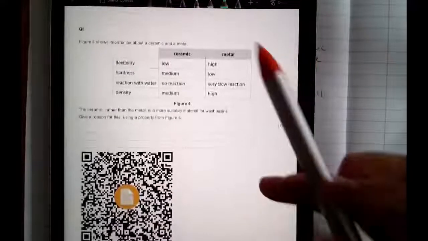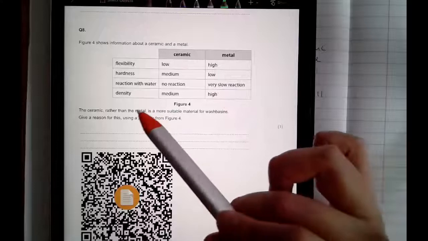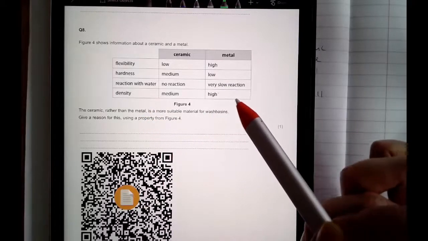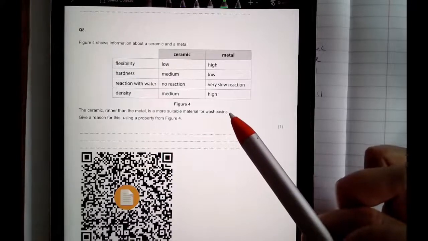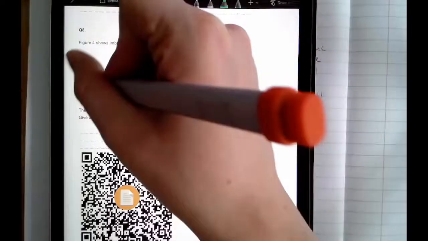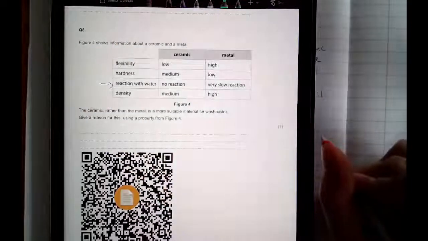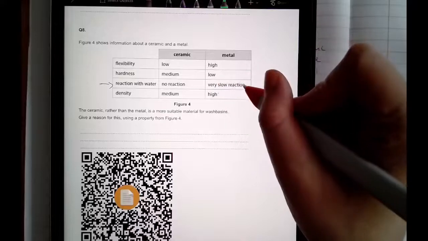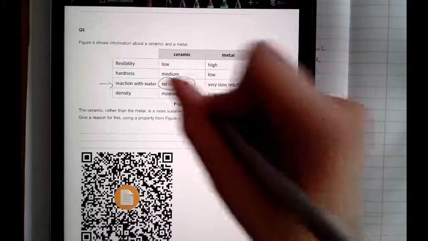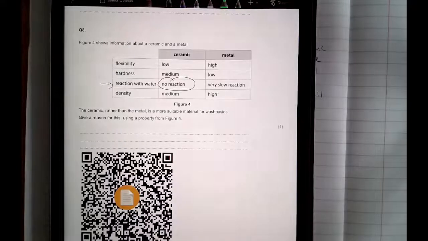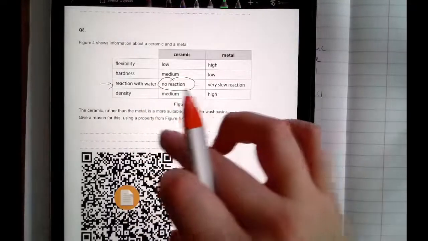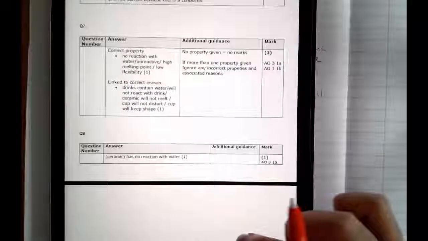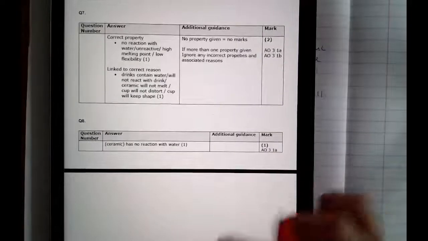The last question here, again, they're giving you all this information. It says a ceramic rather than metal is a more suitable material for wash basins, and why? So if you think of a wash basin, what do you want a wash basin to do? Well, a wash basin has to contain water. You don't want it to react with water. So with a metal, you get a slow reaction with water. With ceramics, you get no reaction with the water that you'll be putting in. So it's only for 1 mark. Give a reason using a property. So you'd say ceramic does not react with water. Yeah, there you go. Ceramic has no reaction with water.